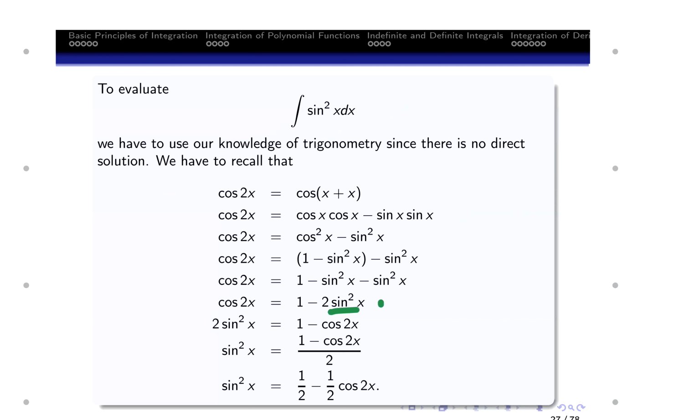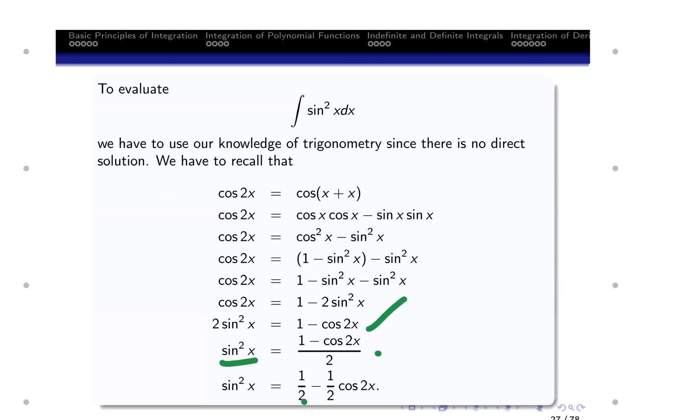You can move 2 sine squared x here, and then this 1 that is here comes there. Then cos 2x comes over here. That way we have 2 sine squared x equals 1 minus cos 2x. And then you can divide through by 2, so you have just sine squared x alone. So sine squared x is equal to 1 minus cos 2x, divided by 2. And that means you can have 1 over 2 minus 1 over 2 cos 2x. So sine squared x is still the same thing as this.